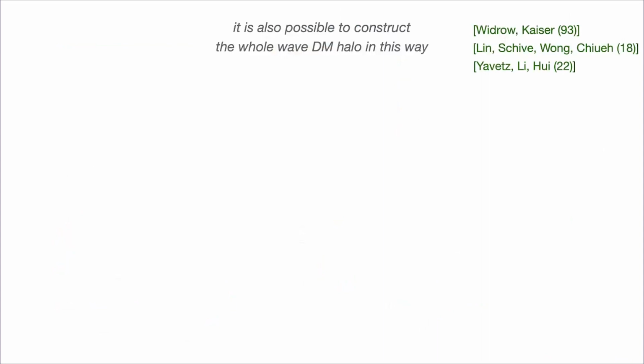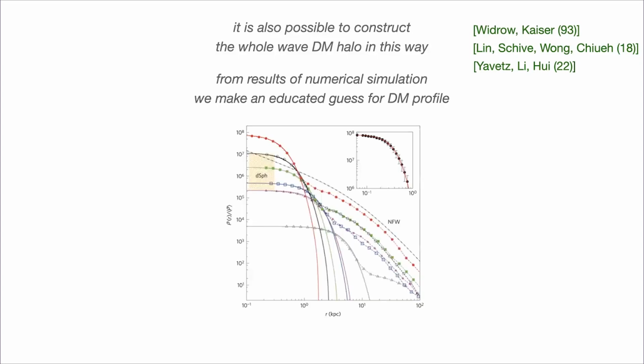So I guess I don't have much time. So maybe I will just say a few words about another usage of this approach. With this expansion, what we did is we expand the scalar field, we specify the statistical property of this field, and also we determine the wave function in order to study the behavior of wave dark matter. So with this approach, we can actually construct a whole wave dark matter halo.